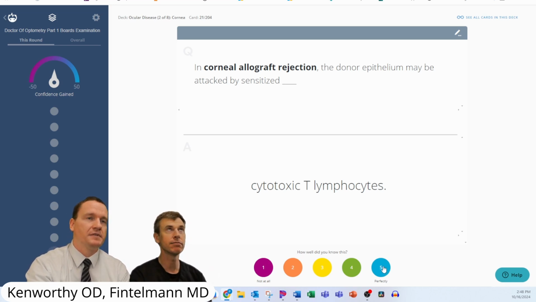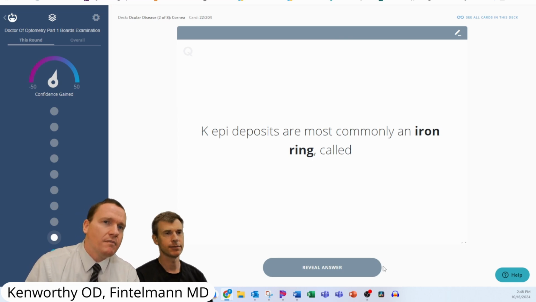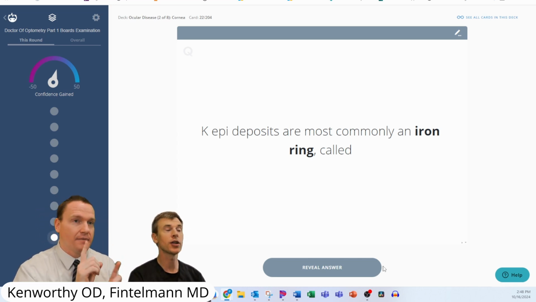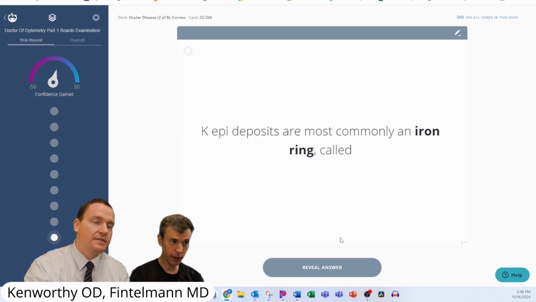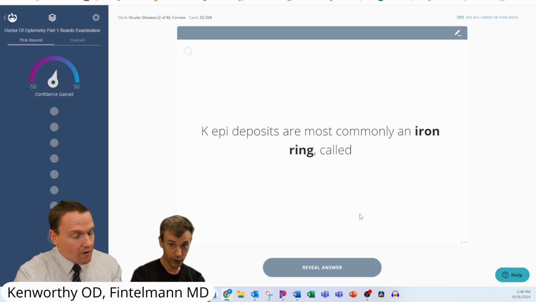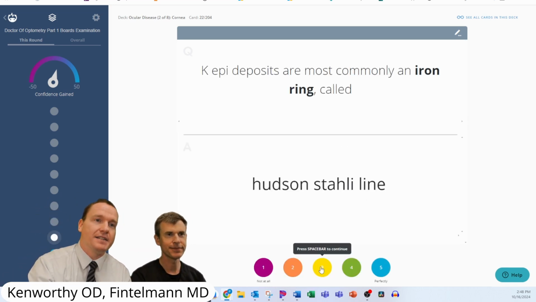Antibodies. Okay. Epithelial deposits are most commonly an iron ring. This is in keratoconus. A Fleischer ring, correct. Not to be confused with the copper ring, which is a Kayser-Fleischer ring, and not to be confused with the Ferry line in front of a trabeculectomy bleb, Stocker's line for pterygia, or a Hudson-Stahli line in an old patient. So many iron lines.